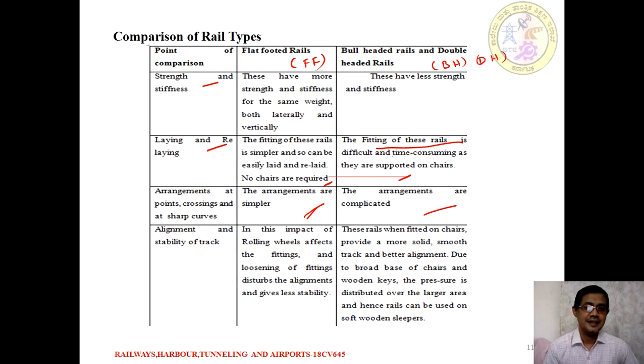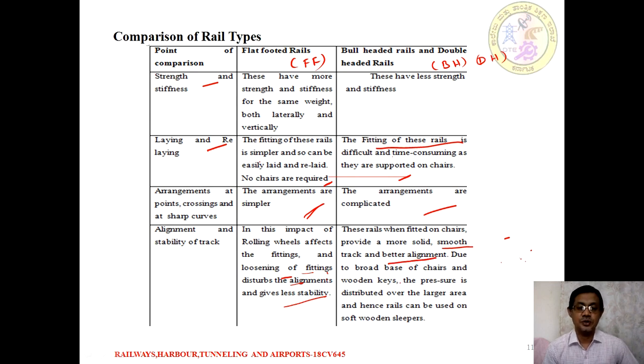Moving on to the next parameter, alignment and stability of the track. In the flat-footed rail, the impact of a rolling wheel will affect the fittings, and they will loosen and disturb the alignment. So it gives less stability, whereas bull-headed or double-headed rails, which are fixed over chairs, are more solid, and provide a smooth track and better alignment.